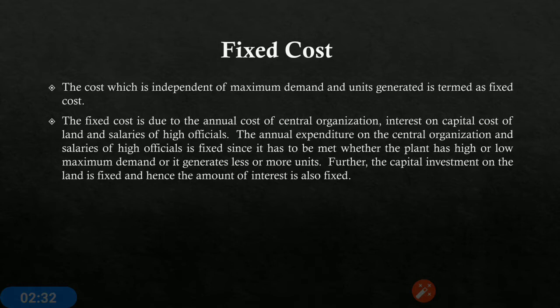For the construction of the plant, we have to purchase the land, and for this land, we have to invest a capital cost. On this capital cost, we have to pay interest. So this is a fixed cost.